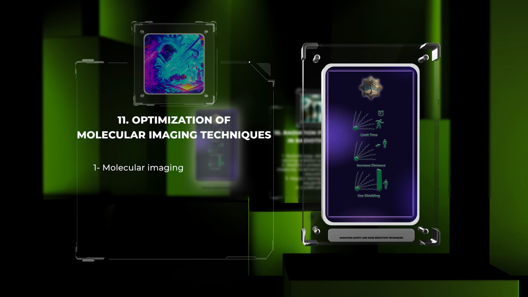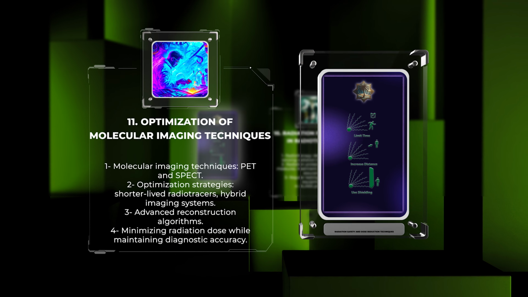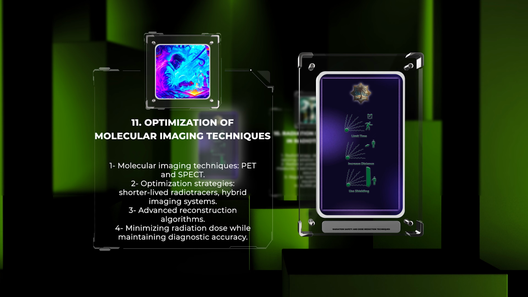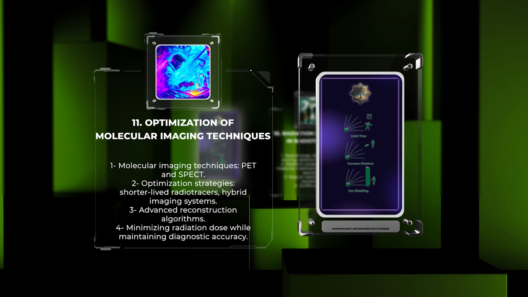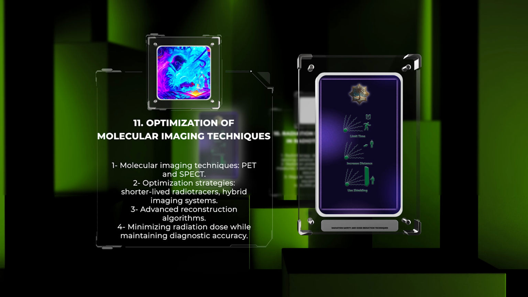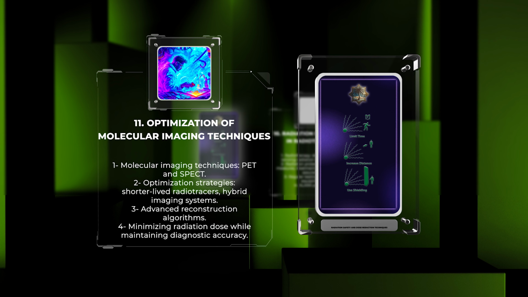Molecular imaging techniques, such as positron emission tomography, PET, and single photon emission computed tomography, SPECT, employ radiotracers for functional and molecular imaging. Optimization strategies in molecular imaging include the use of shorter-lived radiotracers, hybrid imaging systems, and advanced reconstruction algorithms to minimize radiation dose while maintaining diagnostic accuracy.